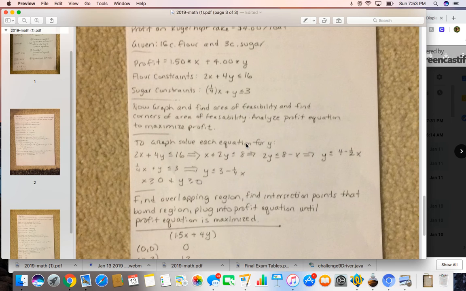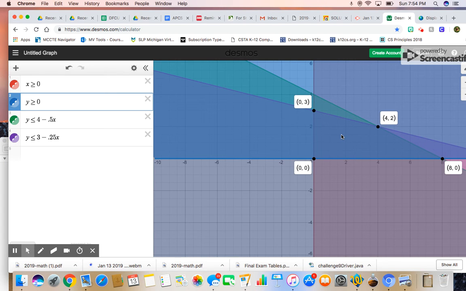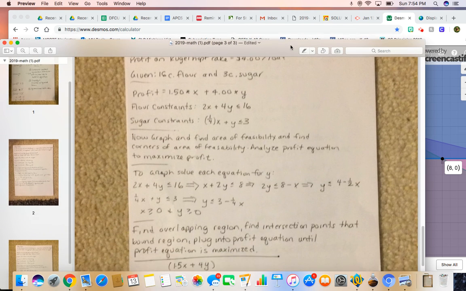So what we're going to do is graph all 4 of those equations. We're going to find the region that overlaps, and we're going to identify those intersection points. So if you use your calculator or a tool like Desmos and graph all 4 equations, you're going to see that this is our overlap region. Then you're going to want to identify the coordinates or the vertices of the region, which I've done here. Then you're going to take those coordinate pairs and plug them in to your profit equation.